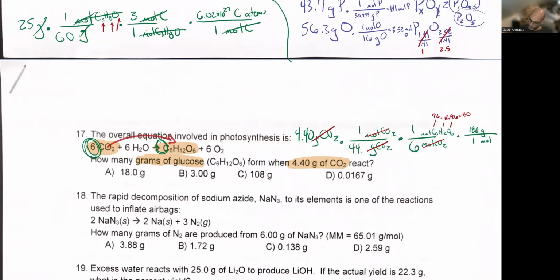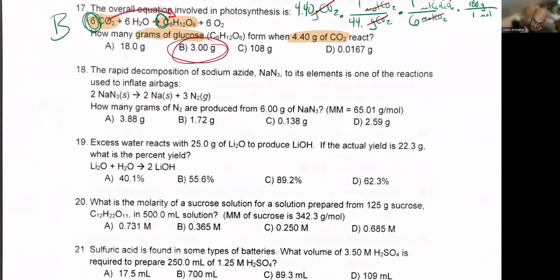All right, one more time. 4.4 divided by 44, enter. Divided by 6, enter. Times 180, enter. Gives me 3. So about 3 grams, B. There we go. Done. All right, next up.